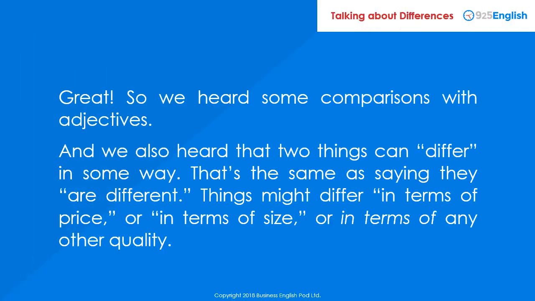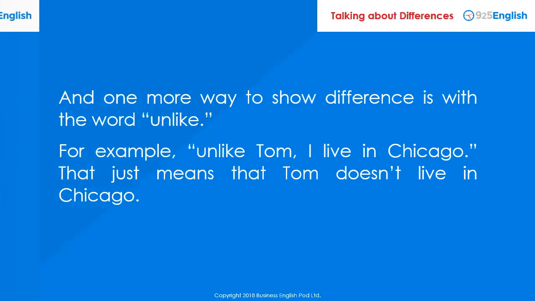Great! So we heard some comparisons with adjectives. And we also heard that two things can differ in some way. That's the same as saying they are different. Things might differ in terms of price, or in terms of size, or in terms of any other quality. And one more way to show difference is with the word unlike. For example, unlike Tom, I live in Chicago. That just means that Tom doesn't live in Chicago.